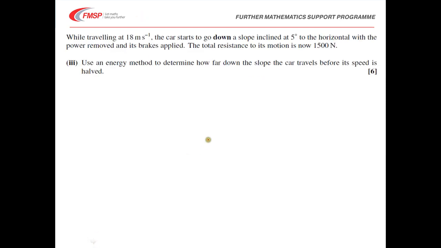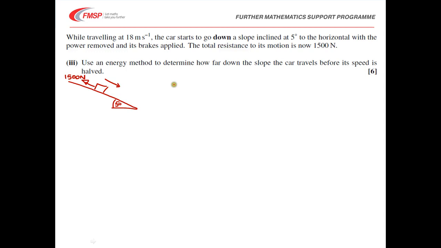Okay, so now the car travels down a slope inclined at 5 degrees to the horizontal. I find it very hard to draw a 5-degree slope, so I'm just going to put it in as shallow as I can make it without it becoming overcomplicated. So here's my car travelling down the slope this time. It starts at 18 metres per second, and we have the brakes being applied, and the brakes are producing a total resistance to motion of 1500 newtons, but no other forces. I'm sorry, that's not true. There will also be a weight, obviously, acting in the diagram.